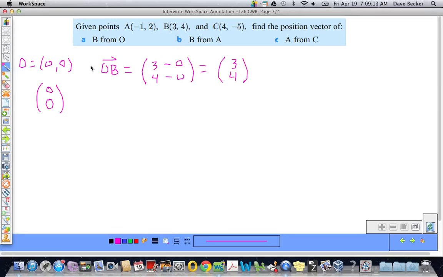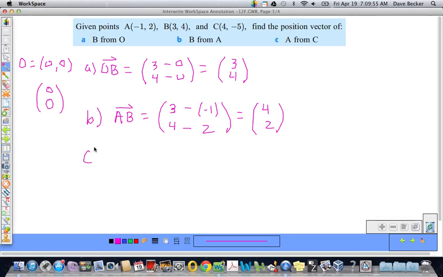Okay, so this was A. Let's do B. B from A. So that is simply vector AB. You have to think about that. It's B from A, meaning A is the starting point. So that means I'm going to take the components of the endpoint B, so that's going to be 3, 4, and I'm going to subtract the corresponding components of the starting point of the vector A. So 3 minus a negative 1, 4 minus 2, and that gives me 4, 2, for vector AB.